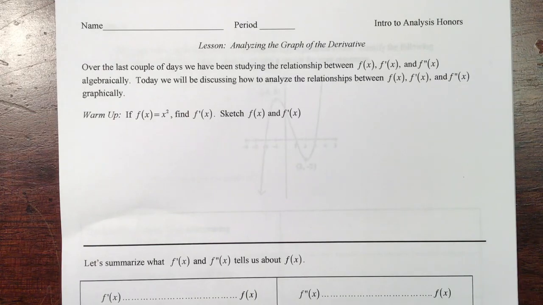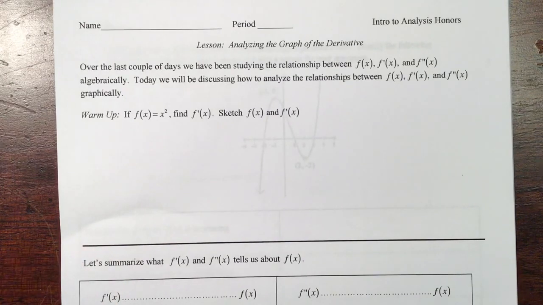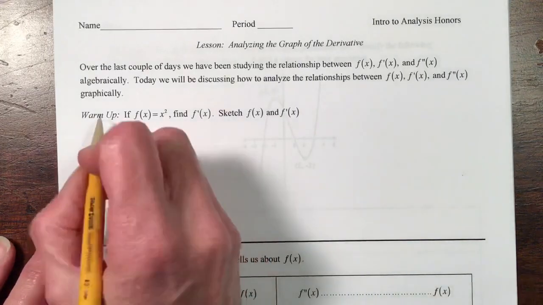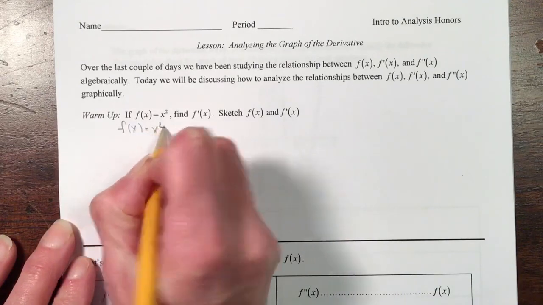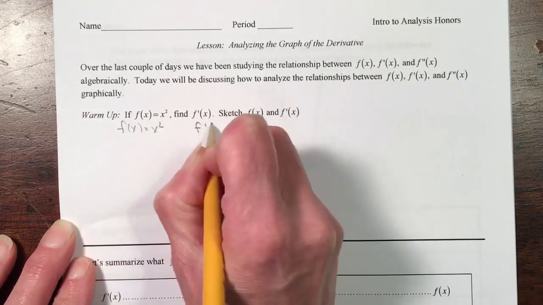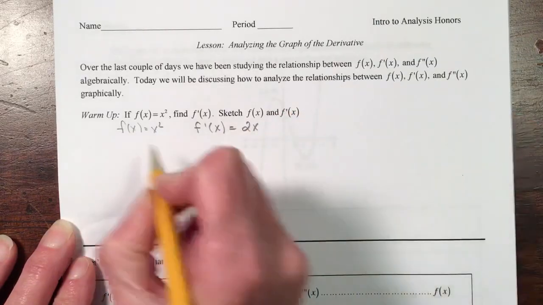We're going to do a little background right now. So we're going to do a little warm-up. If f of x equals x squared, find f prime of x. And I want to sketch both f of x and f prime of x. So if f of x equals x squared, I know f prime of x is going to equal 2x.